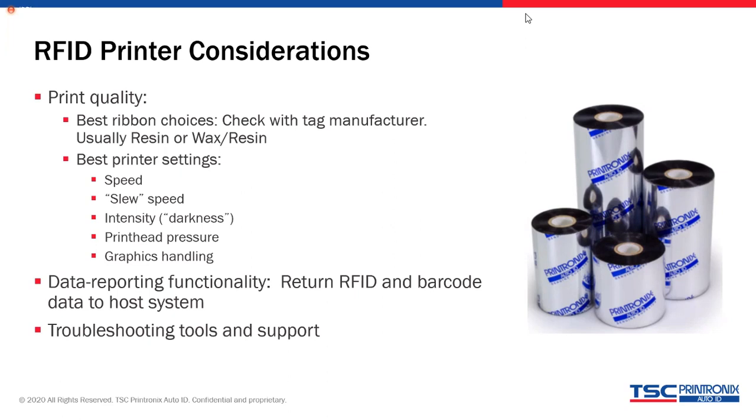Printhead pressure. This is a big one with on metals. Almost all of these printers will have some physical manual dials next to their printheads, and you can dial those up or down to manually increase or decrease the printhead pressure. Very common with on metals that you might need to adjust the printhead pressure.